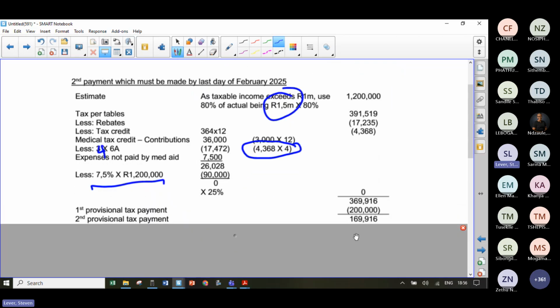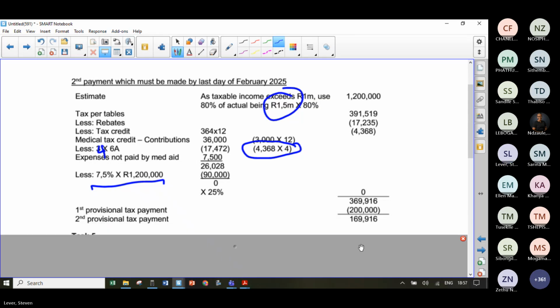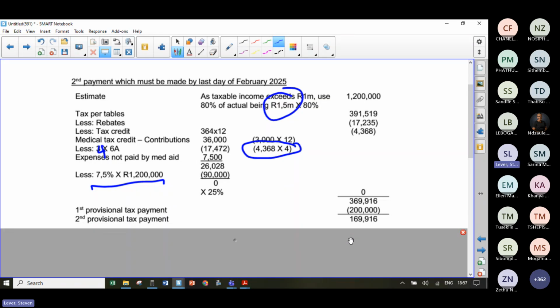Leaves you with 369, less your first provisional tax payment was 200. Means your second provisional tax payment needs to be 169,916. And that is based on your 1.5 million times 80% estimate that you use.